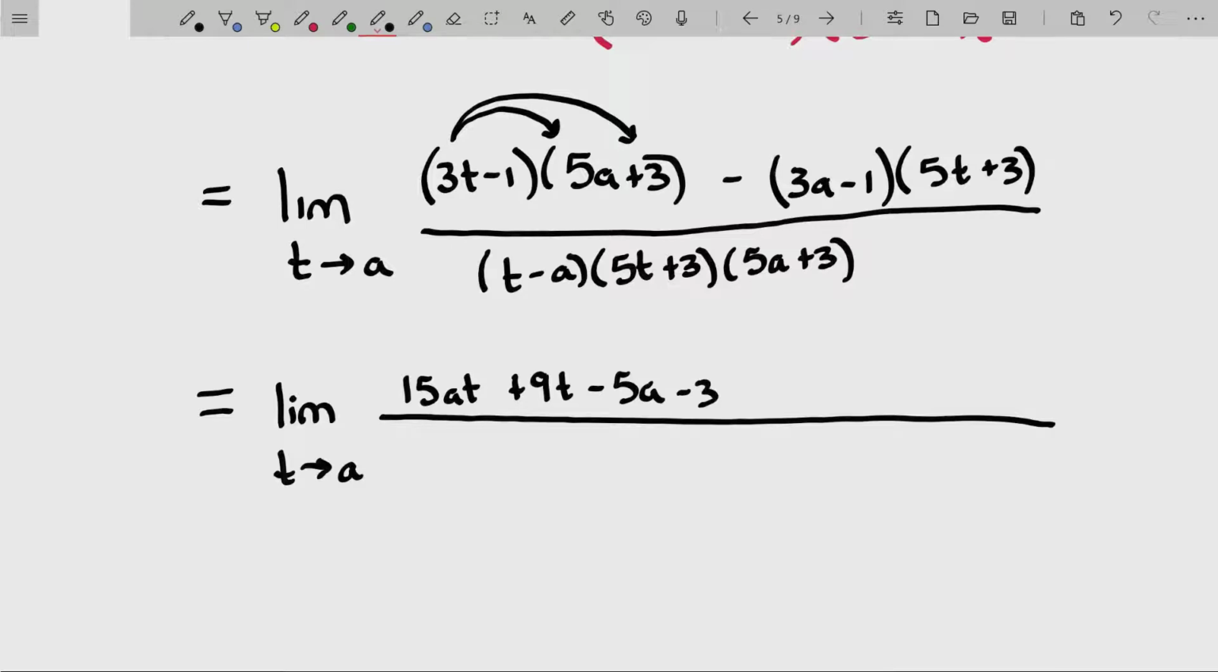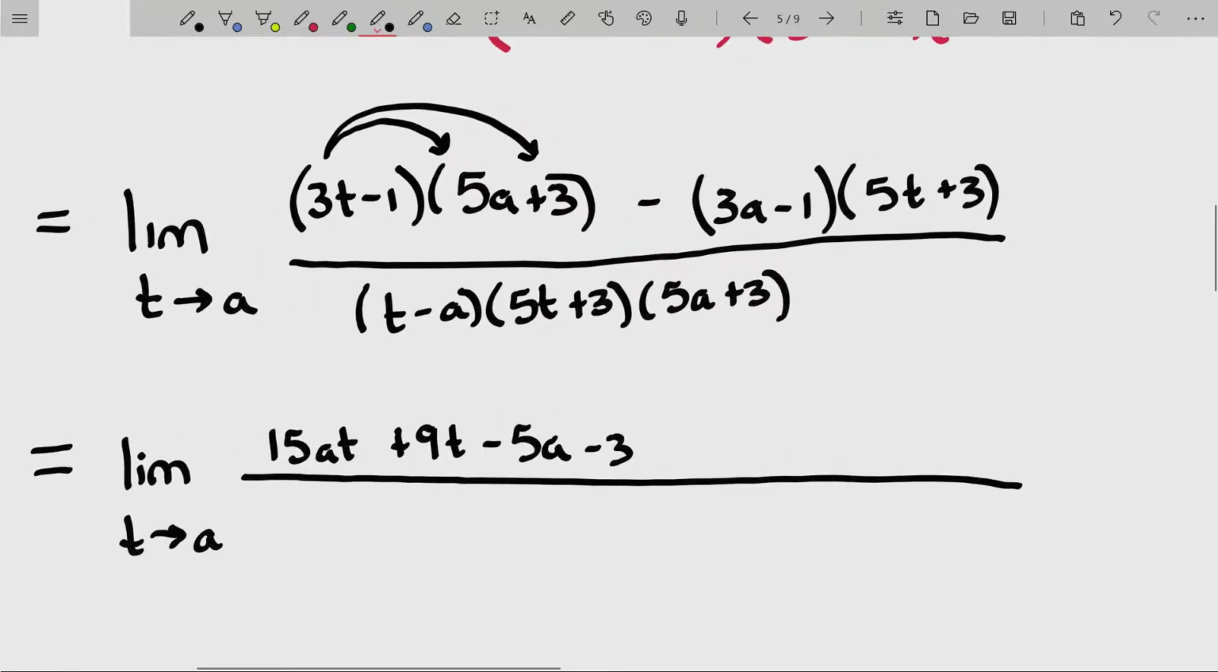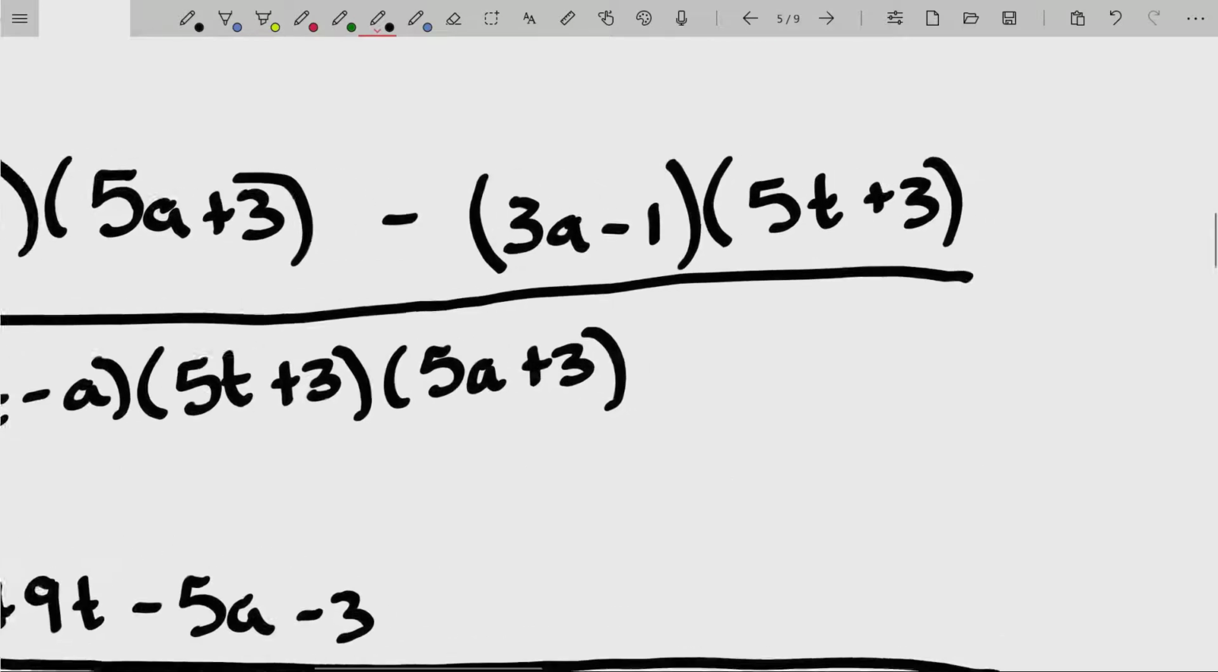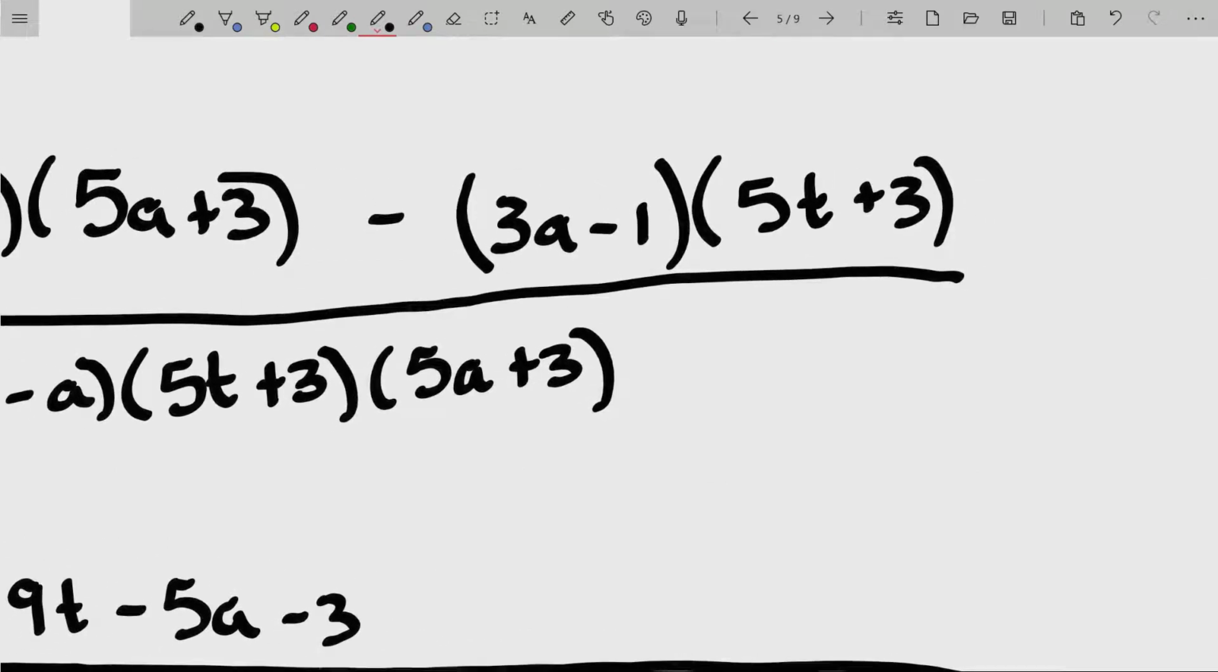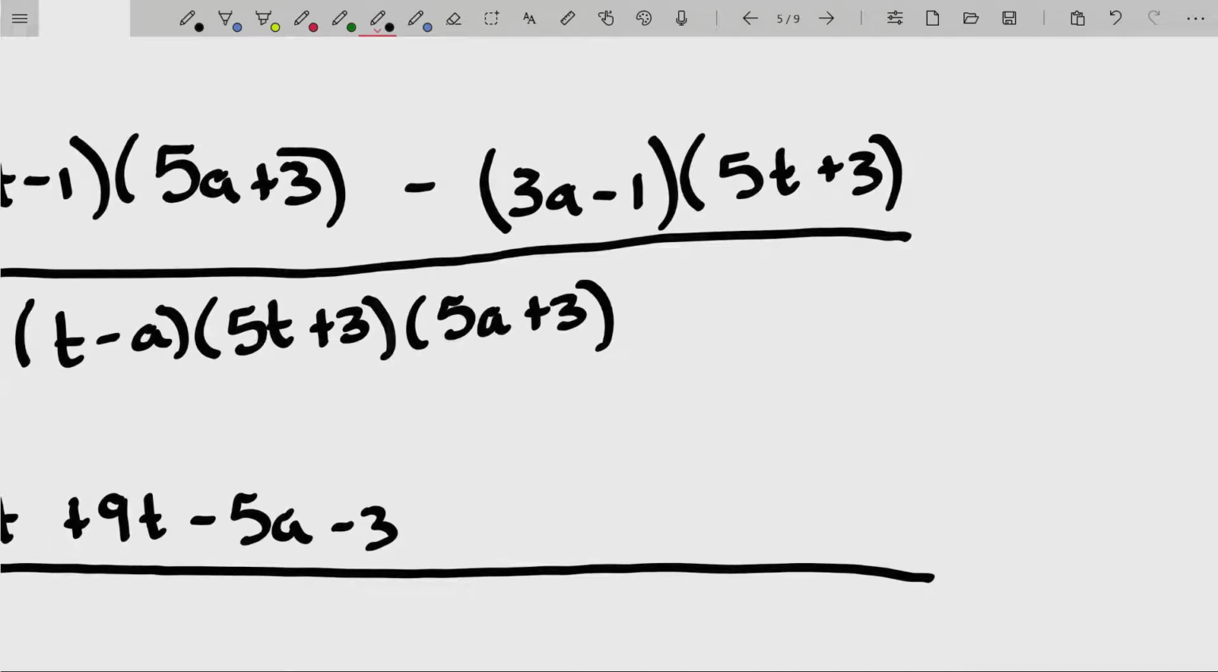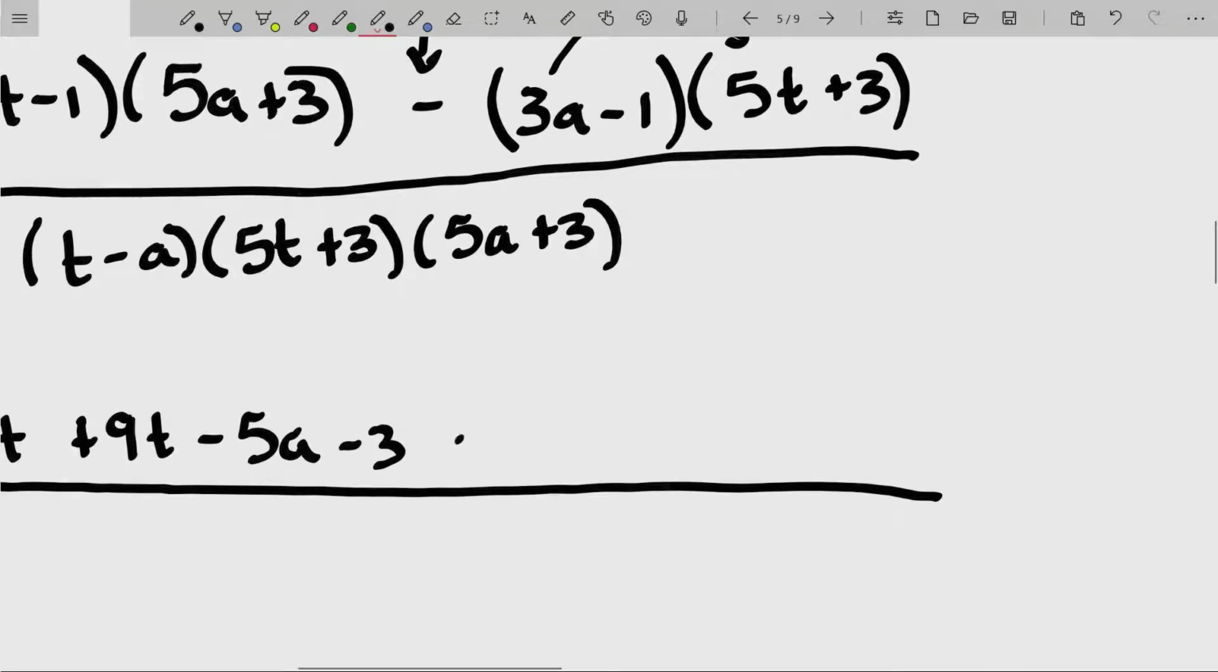And now just be careful. I kind of do it very quickly because you've had years of algebra, so I assume that you already know how to do algebra. But I'm just letting you know, students often make the mistake of doing bad distributions. 3a times 5t is definitely 15at, but it has a negative in front of it. So watch that negative. Minus 15at.